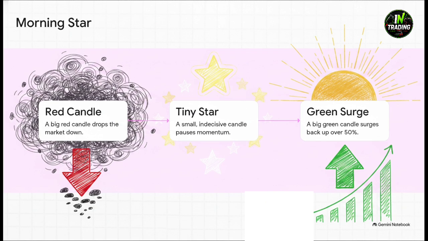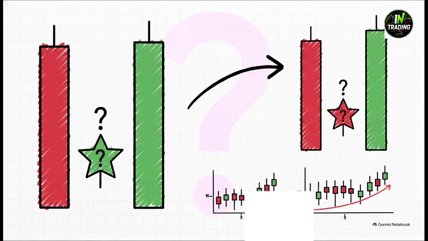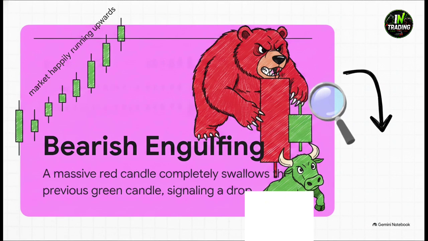Finally, the sun rises with a massive green candle that covers more than half of that first red candle. So I want you to think about this actively for a second. For the morning star to be a valid tradable pattern, does that tiny middle star candle actually need to be green? Like, if you're scanning your charts and you see a red star there, does that ruin the whole setup? The answer is no. Color totally doesn't matter for that small star.